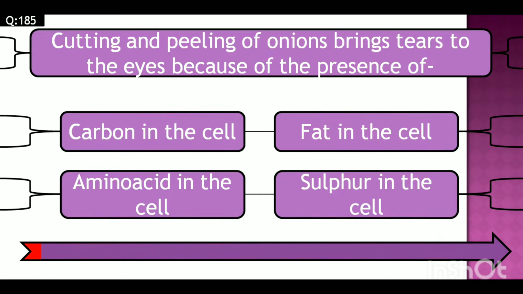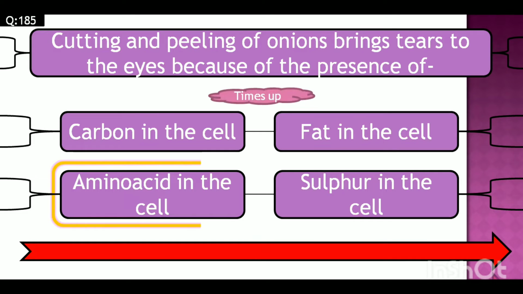Cutting and peeling of onions bring tears to the eyes because of the presence of option first carbon in the cell, second fat in the cell, third amino acid in the cell, fourth sulfur in the cell. And your answer is option number 3, amino acid in the cell.